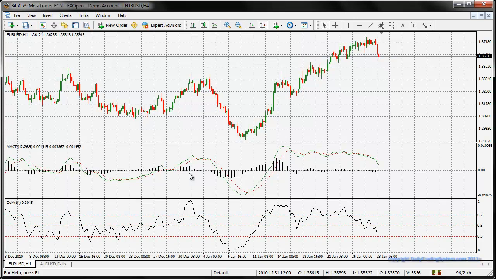But this particular one right here, the areas we're going to be focused on are where the iMACD crosses over. We need to take a look at these two levels here. The first level is the 0.7 and the other one is 0.3, which is there by default. Now I've put one in there for 0.5. This is a midway point, which I put in there to try and get away from the noise that happens down the bottom.